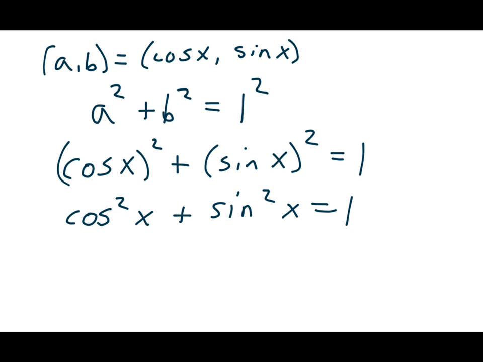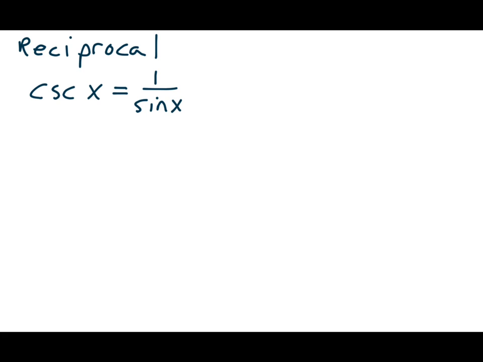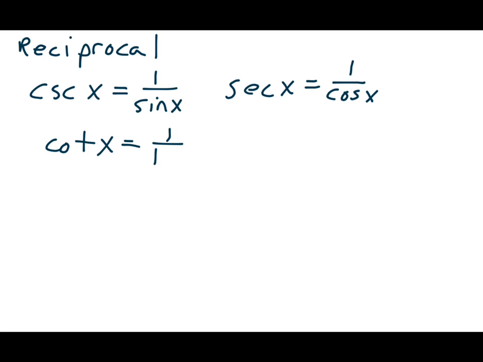Now, all these different rules I'm coming up with are what we call identities. They're things that we use for simplifying different things. So let's go over all the different identities that I talked about. Our first ones are called reciprocal identities. Cosecant is 1 over sine. Secant is 1 over cosine, and cotangent is 1 over tangent.